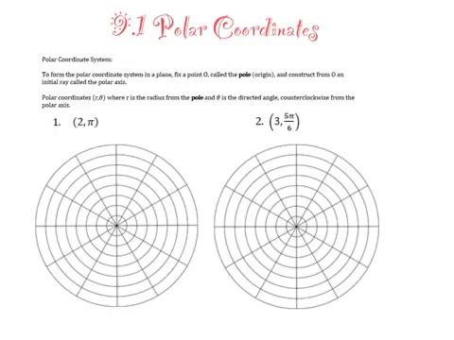Welcome to Polar Coordinates, Chapter 9. So for the polar coordinate system, to form a polar coordinate system in a plane, we fix a point O called the pole at the origin, and construct an initial ray from O called the polar axis. Polar coordinates (r, theta) is where your r is your radius from the pole and theta is a directed angle counterclockwise from the polar axis.